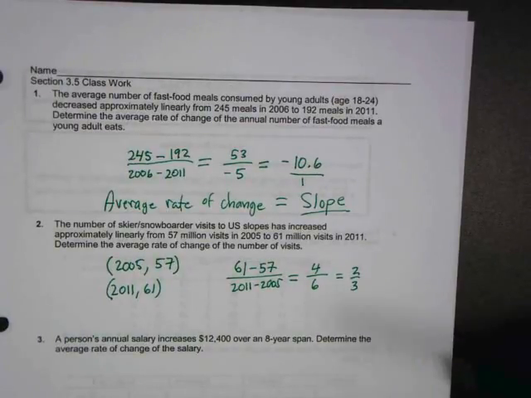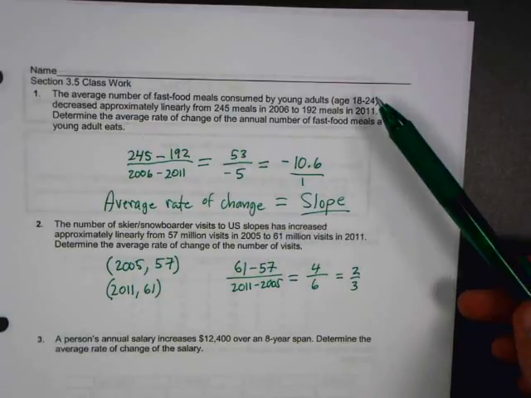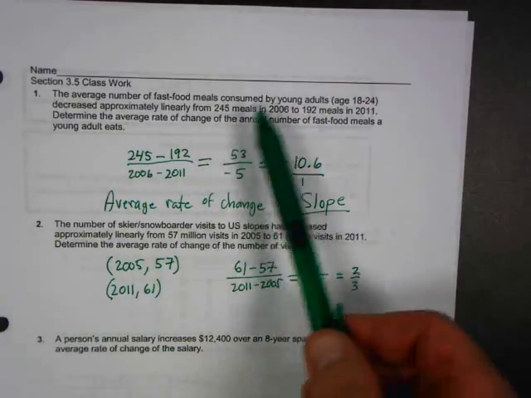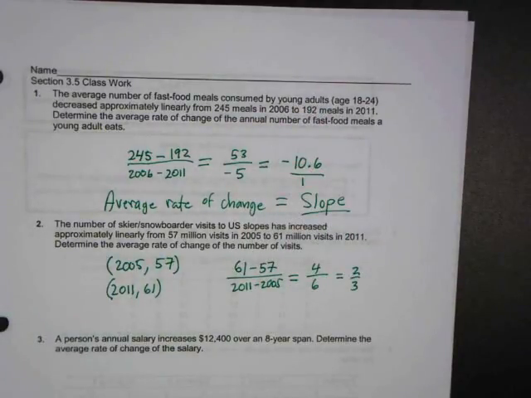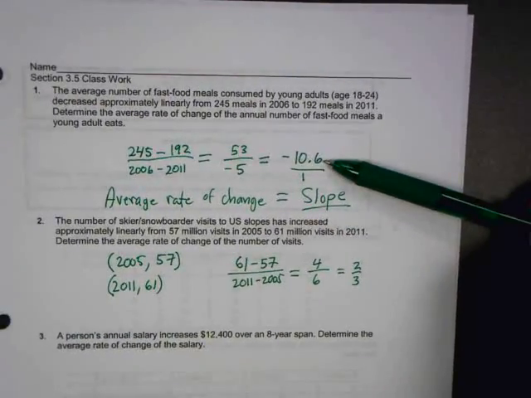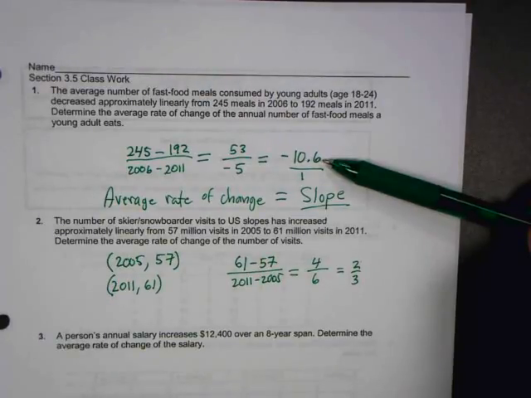No, it's not million. Okay, so one young adult used to eat 245 fast food meals a year, and it's dropped to 192 fast food meals in a year. That's just for one adult. So this would mean, on average, we drop 10.6 meals every year. Is that true or something you made up?